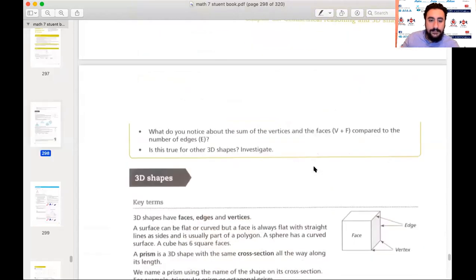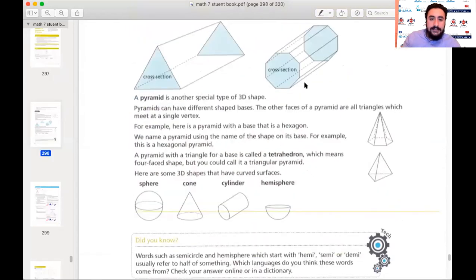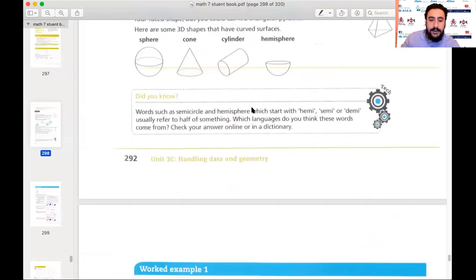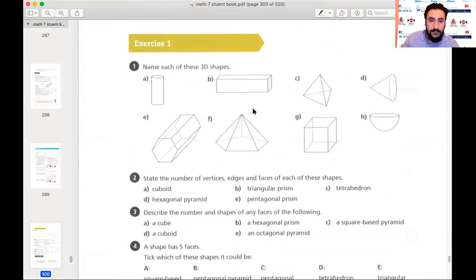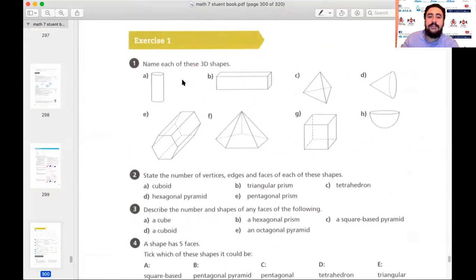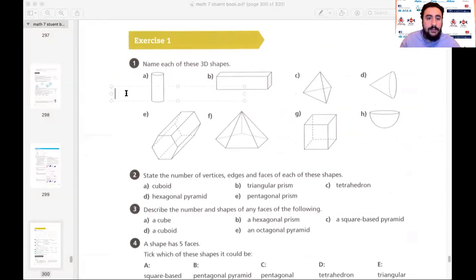Yeah, Anas, and you're going to answer from the student book. Let me see. Okay, that's about the prism and the pyramid. Okay, so let me give names to those. So Anas, still with me? Yes. Okay, Anas, what is the name of letter A? Cylinder. Excellent. This one is a cylinder. What about B?